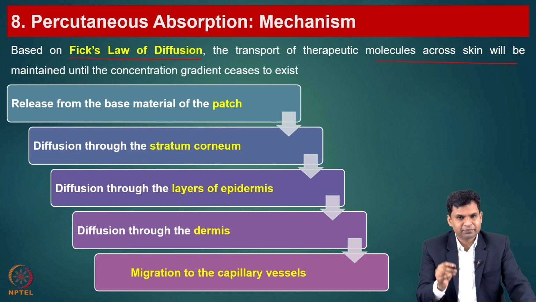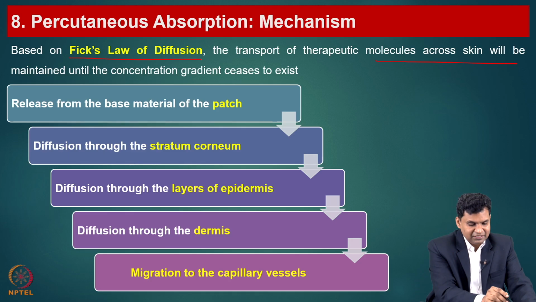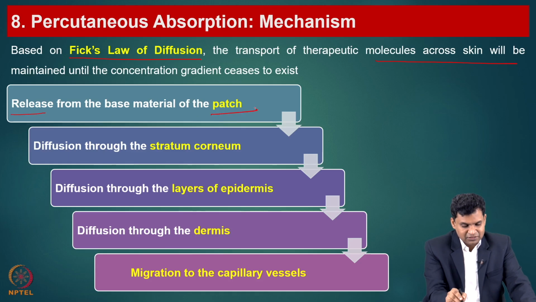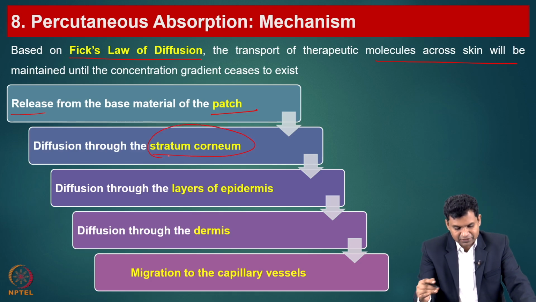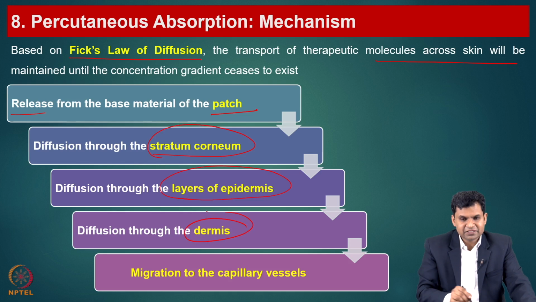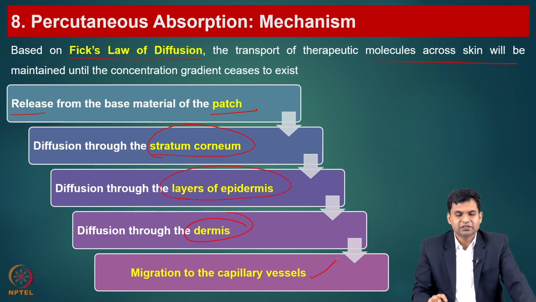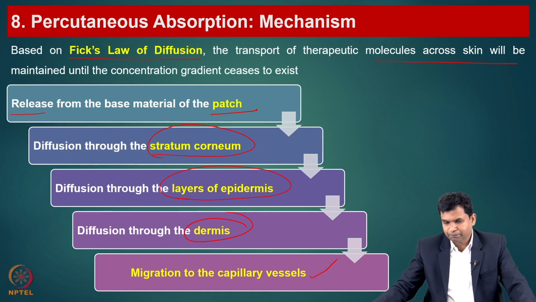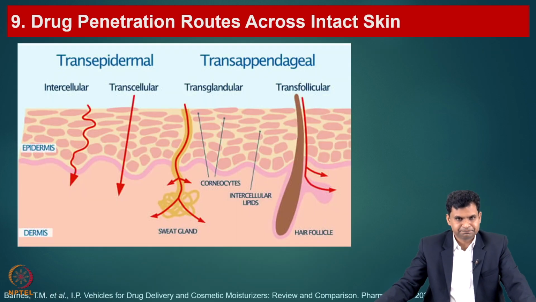Now, here is the first step after administration, after placing of the patch. Your drug will release from the patch, and from that it will diffuse into the stratum corneum, and then it will permeate into the epidermis, and further it will go to the dermis, then it will reach the systemic circulation. Then after that it will show the action. So, this is the diffusion process or percutaneous absorption followed in the transdermal patches.